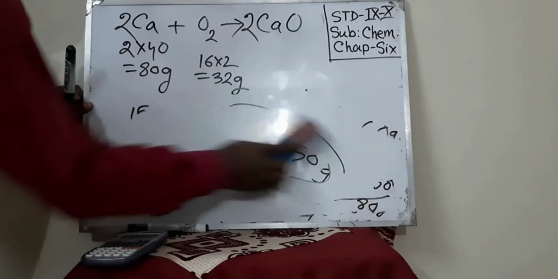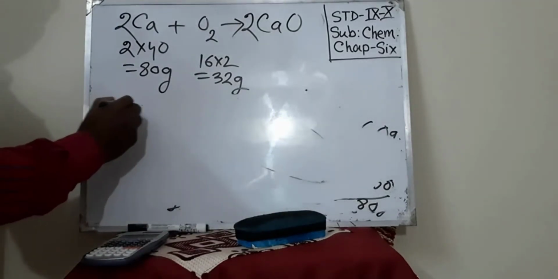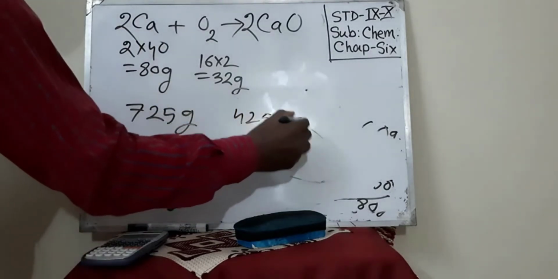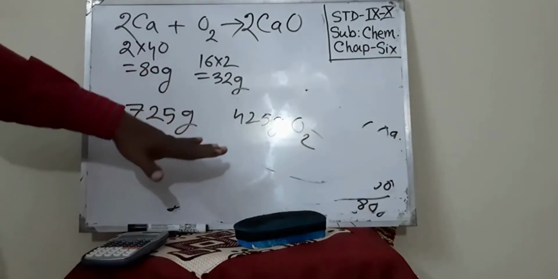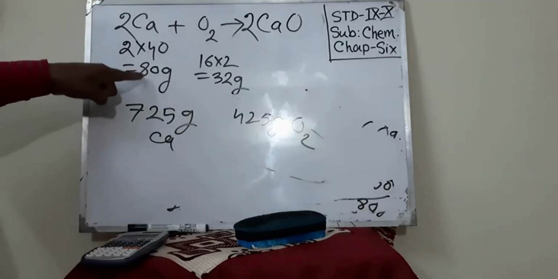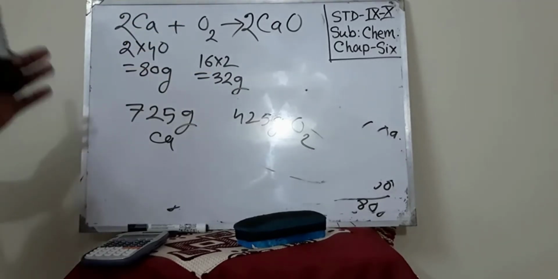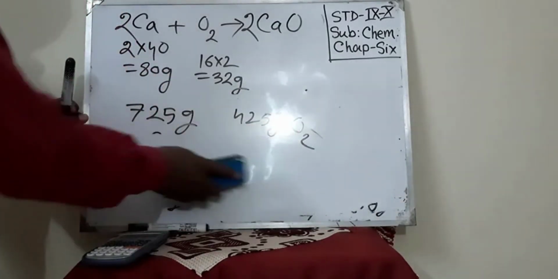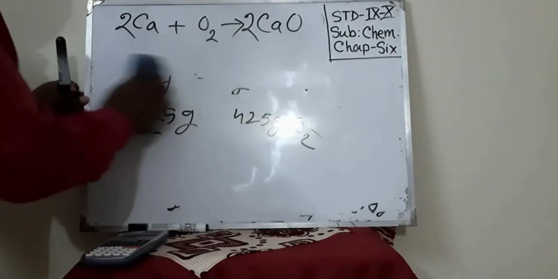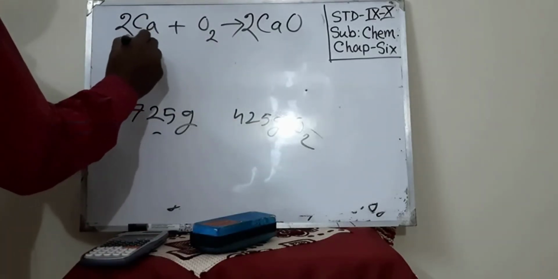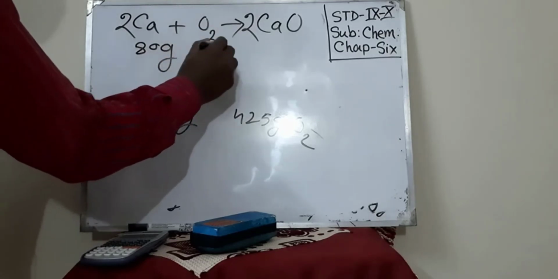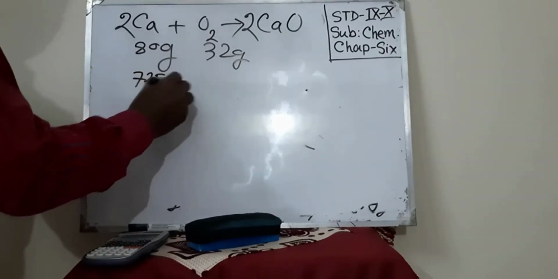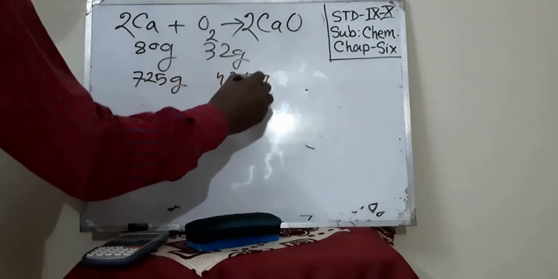Consider another one, a bigger one. Consider 725 gram calcium and 425 gram oxygen. This amount and this amount. Similarly, we need 80 gram calcium to react with 32 gram oxygen. Okay, I am erasing this. This is 80 gram and this is 32 gram. So I am writing here 725 gram, and here we have taken 425 gram.